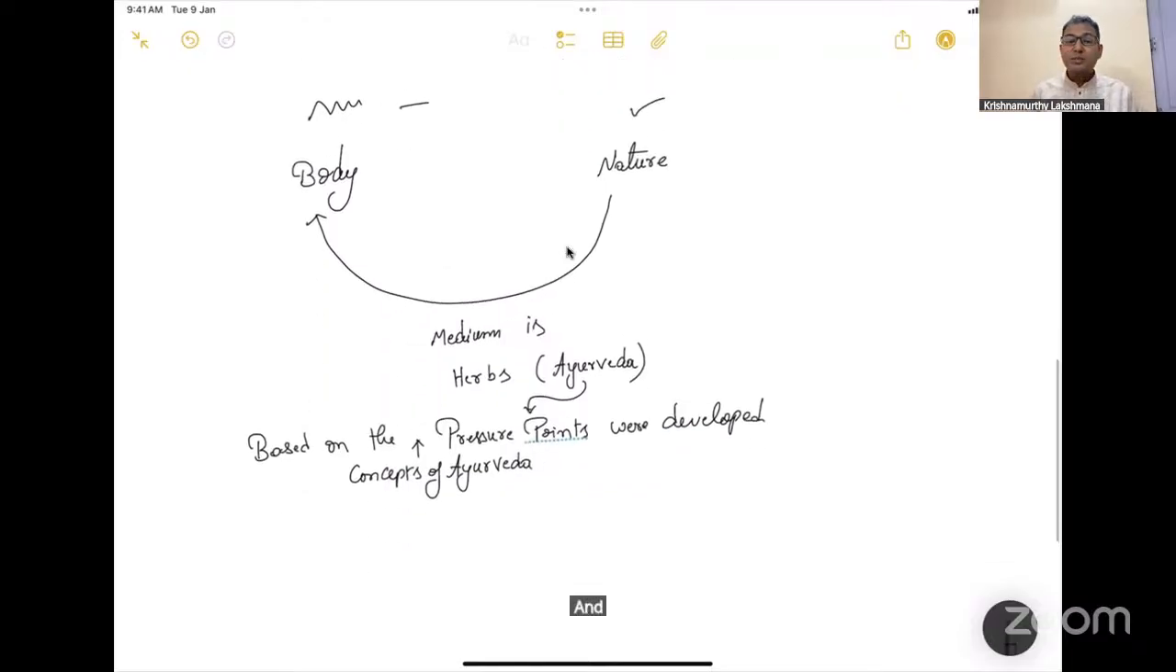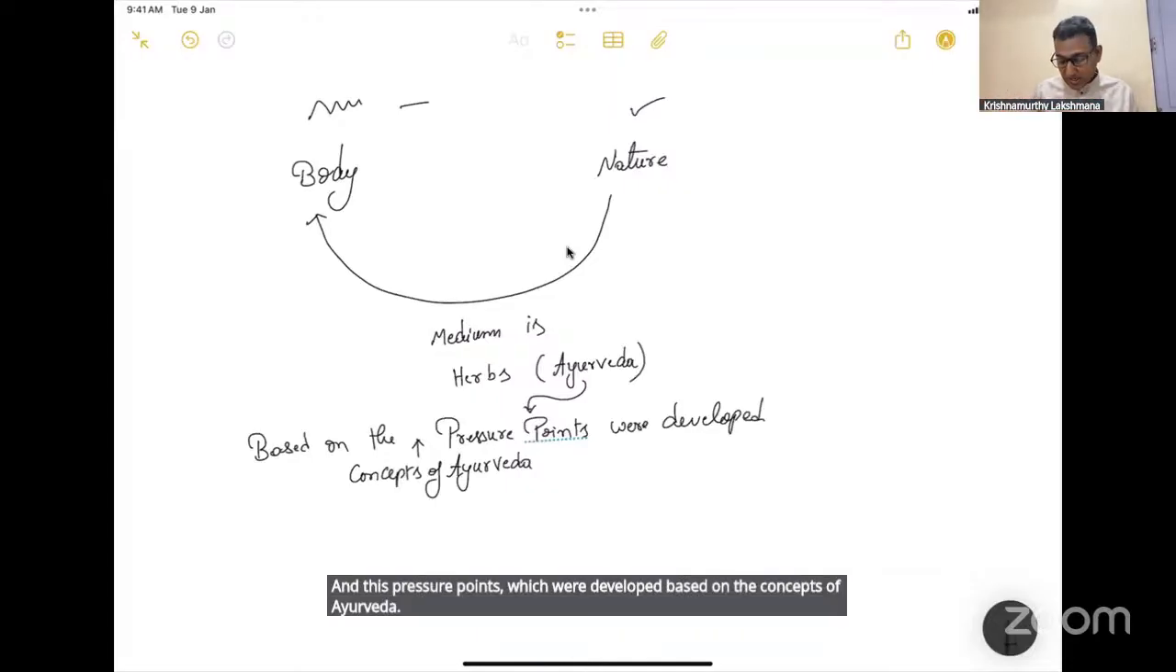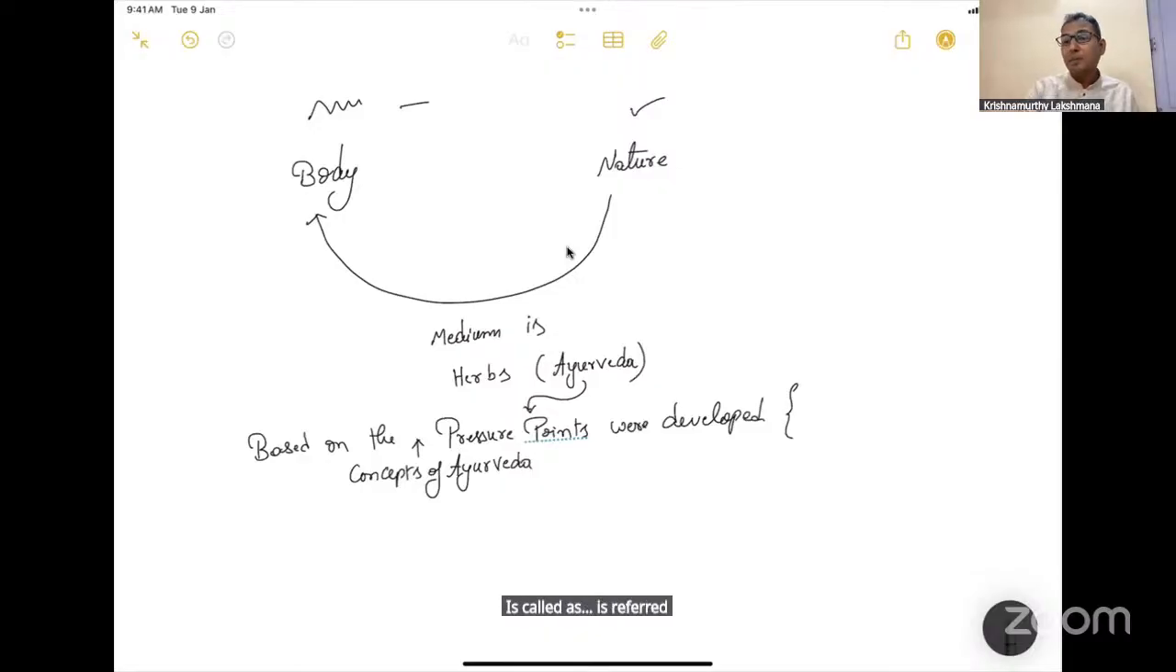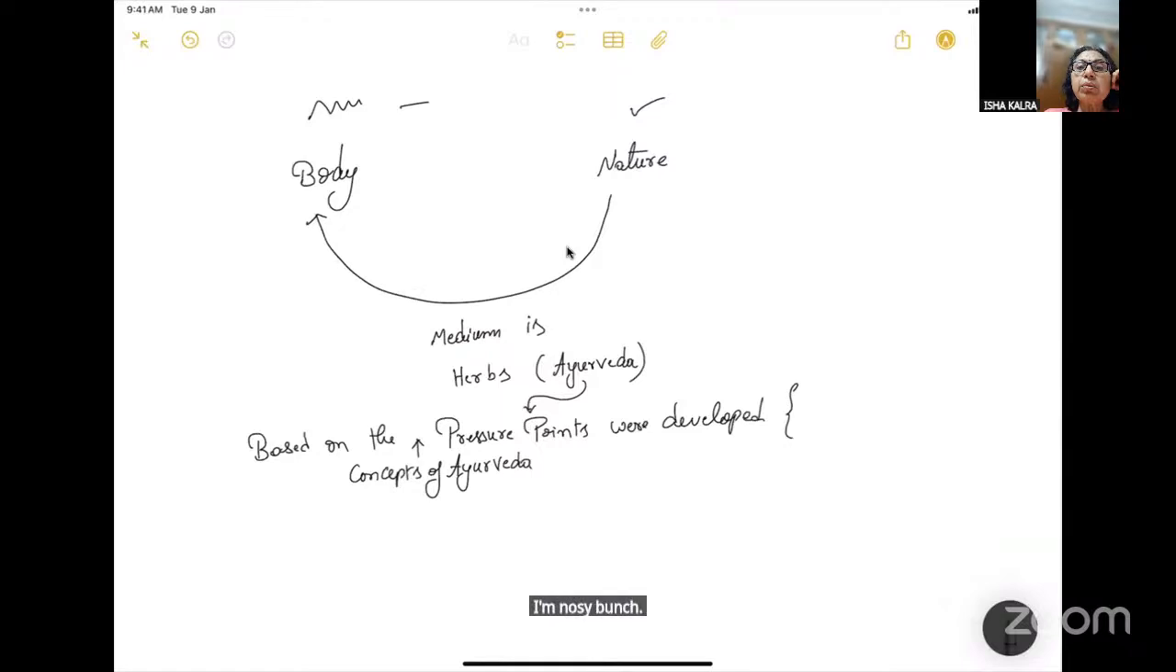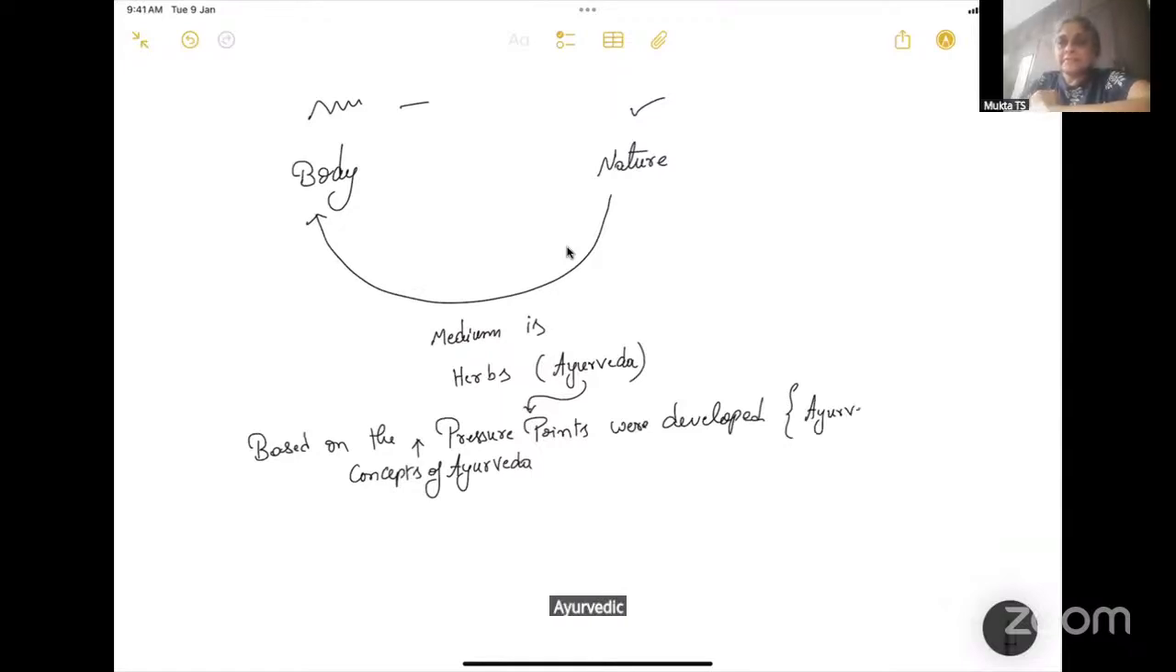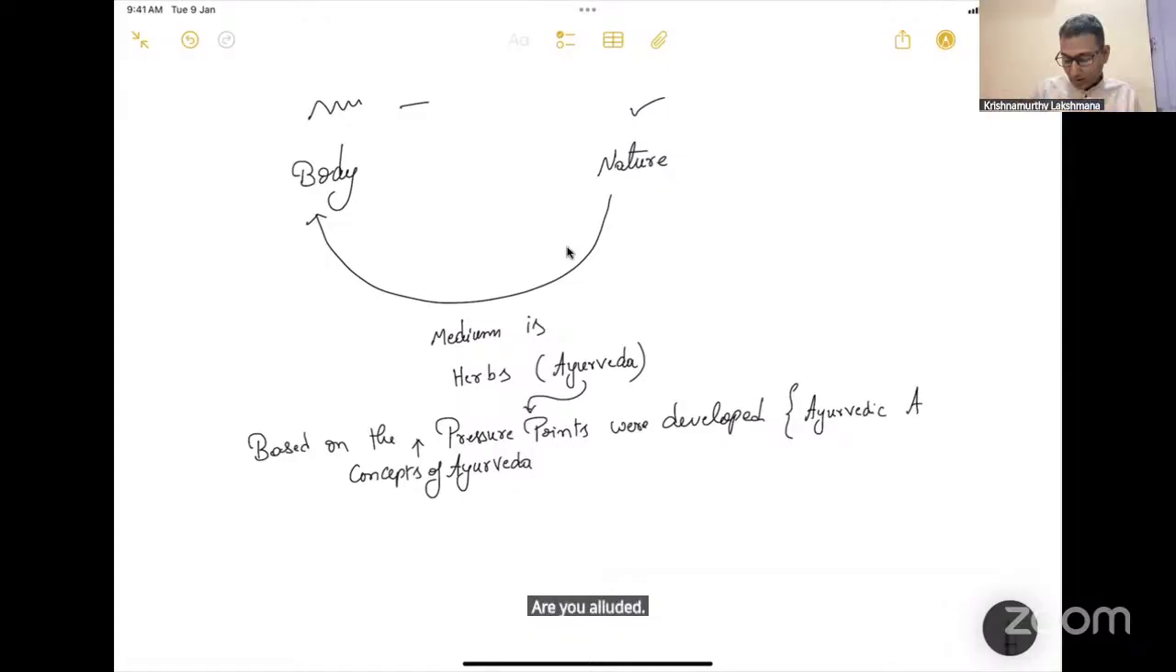And these pressure points, which were developed based on the concepts of Ayurveda, are referred to as what? Energy points. Ayurvedic acupressure. Clear to everybody? Everybody is okay? Yes, sir.